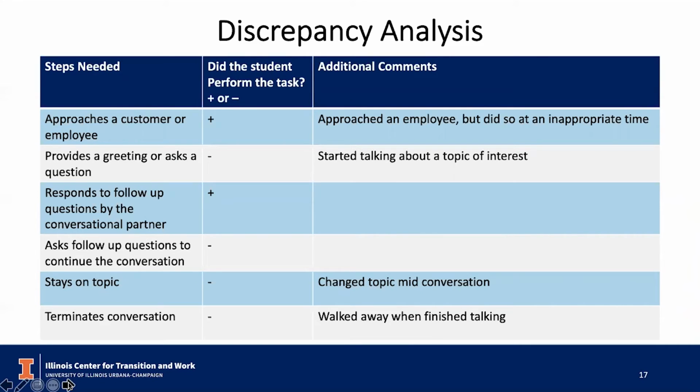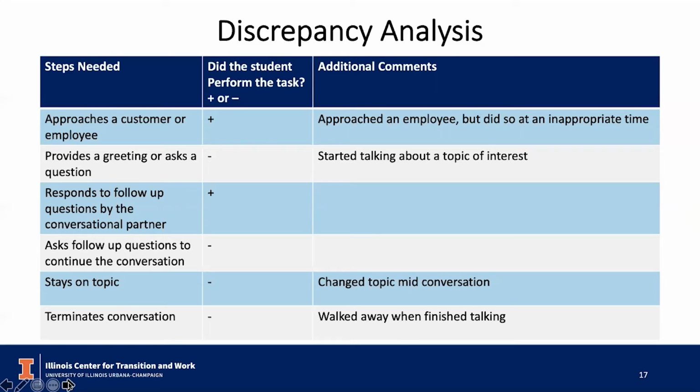And here's an example of what a discrepancy analysis might look like. Notice that in the first column, the steps that were needed for each one of the 4 skills that were identified are in that column. The next column is simply whether or not the student with a disability was able to perform that task. And next, you always want to have a column for additional comments, so you can take notes of things that may have occurred while watching the student perform the task.